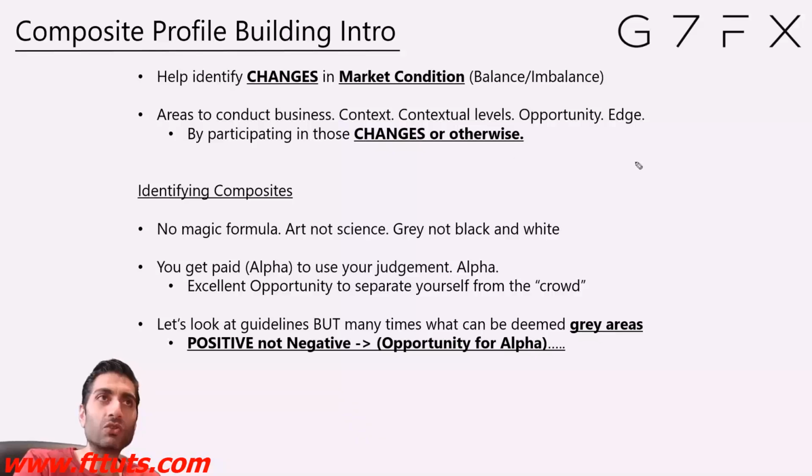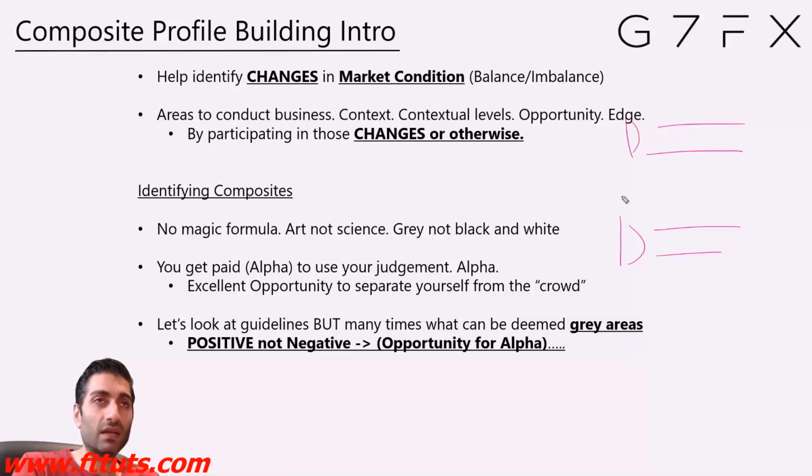But to do that, we obviously do need some levels, don't we? So we've got a profile here, we've got a profile here, and let's say the market's here. We need a level to say, if we start to build value here, is that still balance or imbalance? Well, we need a contextual level to identify when the market condition has changed.